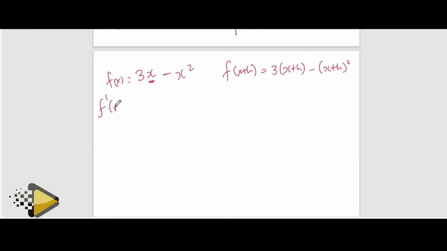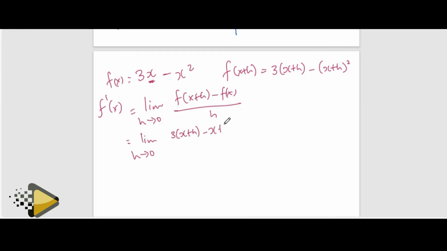We know that f prime of x is given as the limit as h tends to 0 of f of x plus h minus f of x, and then I'll divide by h. This implies the limit as h tends to 0, let's substitute. I replace that, that is 3 into x plus h minus x plus h squared, minus the whole of f. I'll put them in brackets just for the sign.